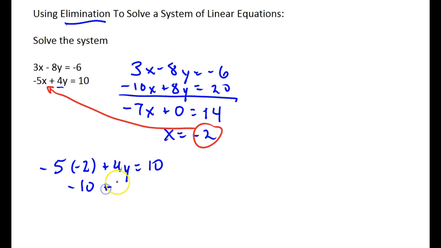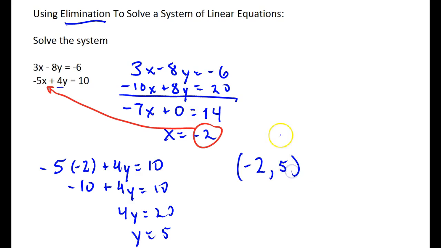-10 plus 4y equals 10. 4y equals 20, so y equals 5. So the solution to the system is -2, 5. Whoops, I made a mistake, didn't I? That should be +10, which means that's going to equal 0. So let's correct that. 4y equals 0, so y equals 0. So the point is -2, 0. There, glad I caught that.